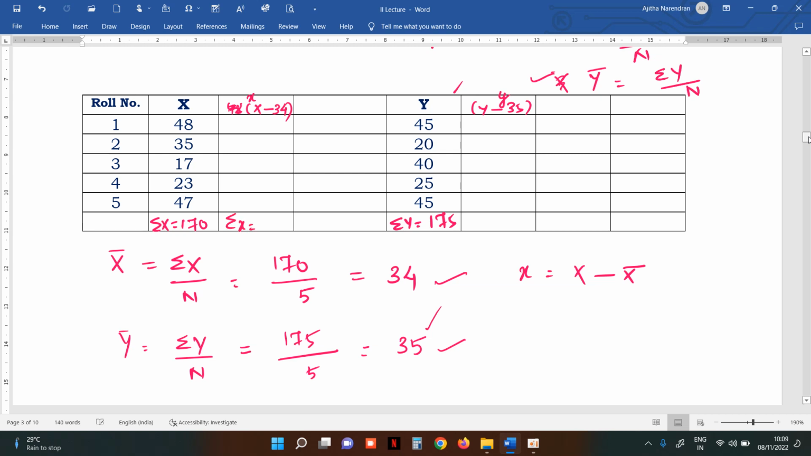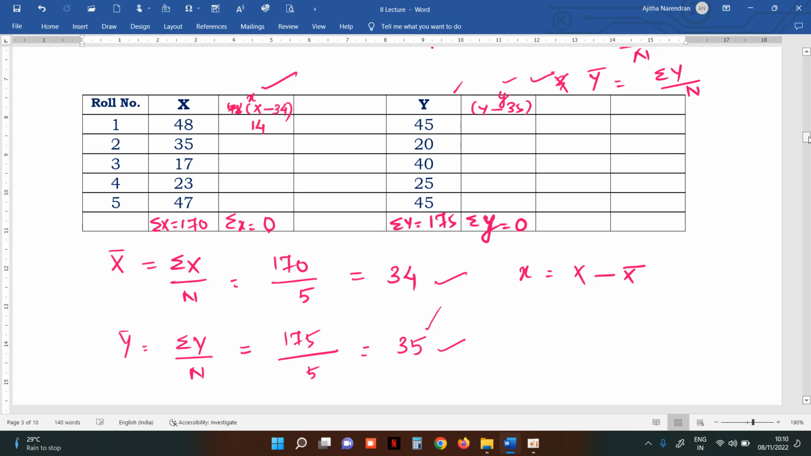It is a very important property that when you take the deviations from the arithmetic mean, the total will always be 0. This you can cross check. In case it is not 0, you have to check it. Whenever you find the deviations from the arithmetic mean, the total will always be 0 and its square will always be minimum. That is an important property of arithmetic mean. So you can see x minus 34, 48 minus 34 will be plus 14, right?